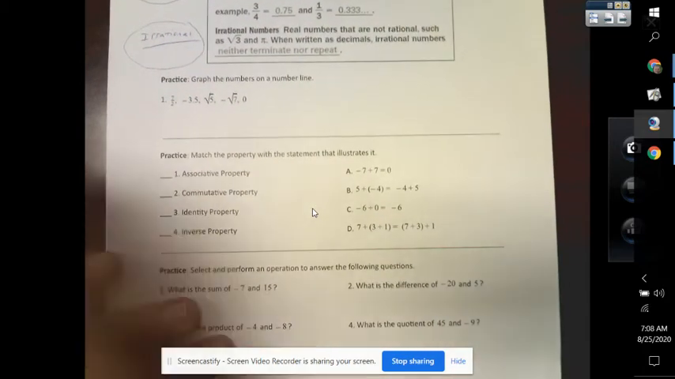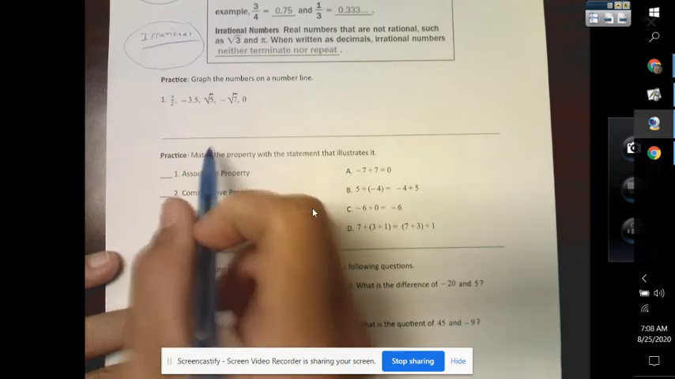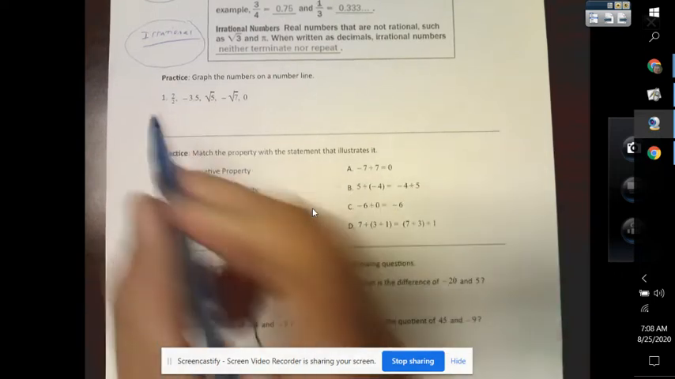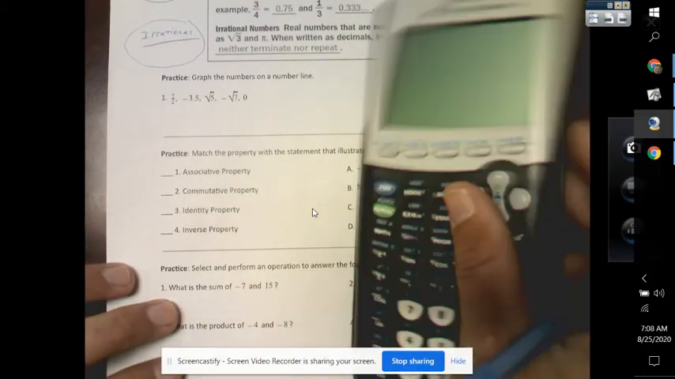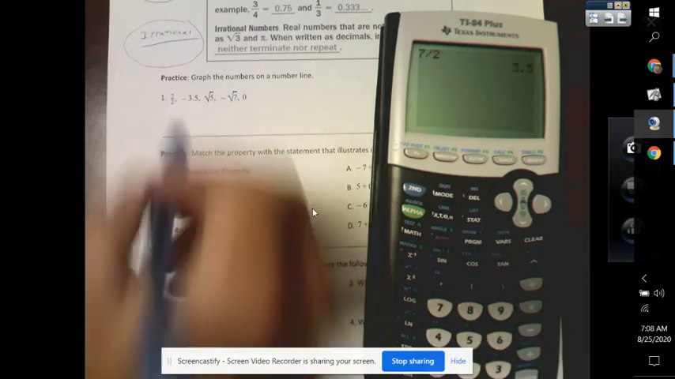Graph numbers on number line. We have 7/2, negative 3.5, square root of 5, negative root 7, and 0. 7/2, we should be okay with this. Just if we needed to, we have a calculator. So 7 divided by 2, we get 3.5.